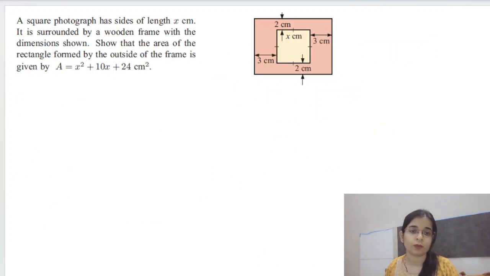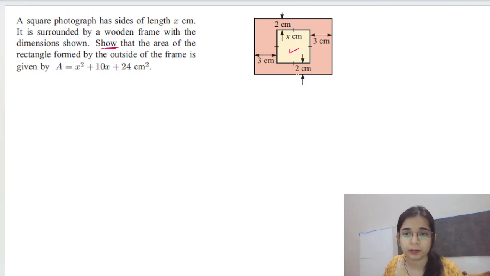Okay, now moving to another interesting question. Here it's a show that type question. In IGCSE we generally face these type of questions. Here the question says a square photograph has sides of length x. So this is the square they're talking about, having length x. It is surrounded by a wooden frame with dimensions as shown already.